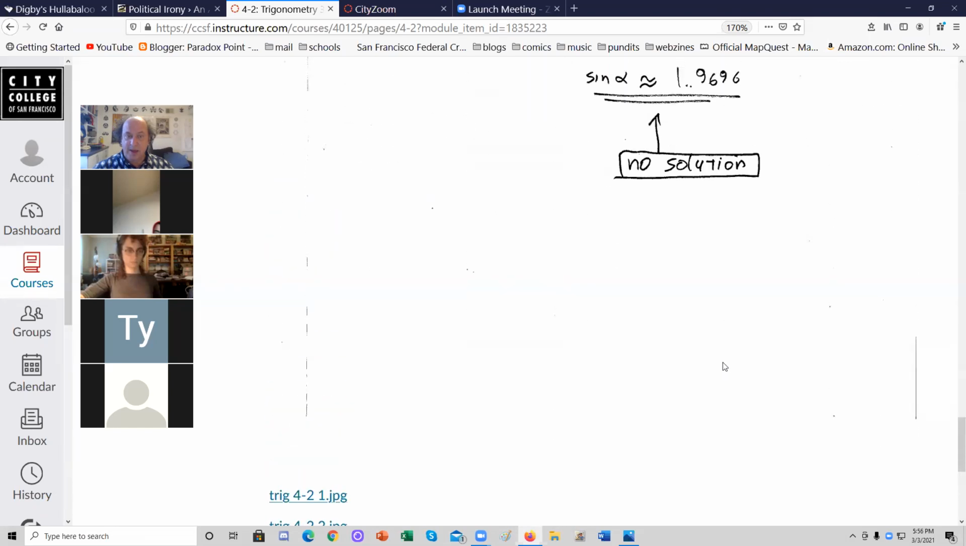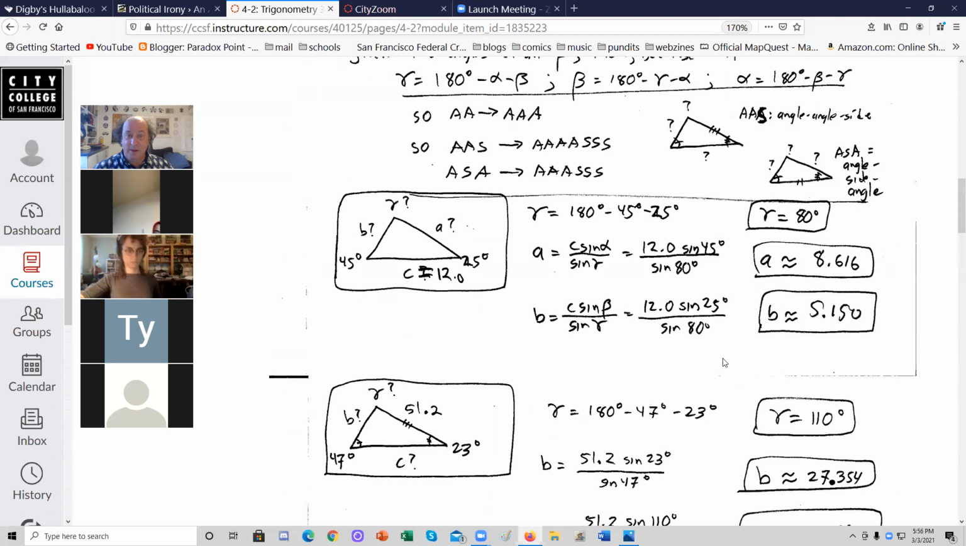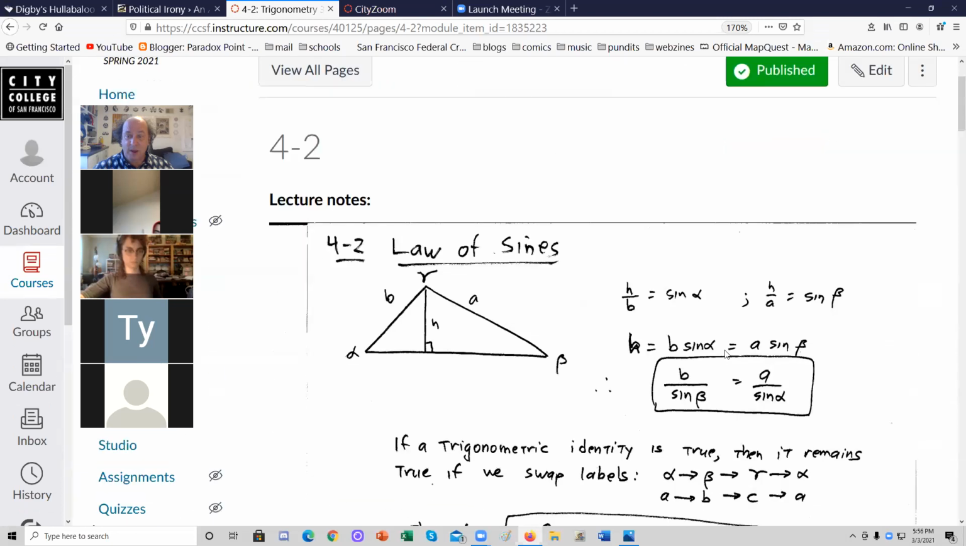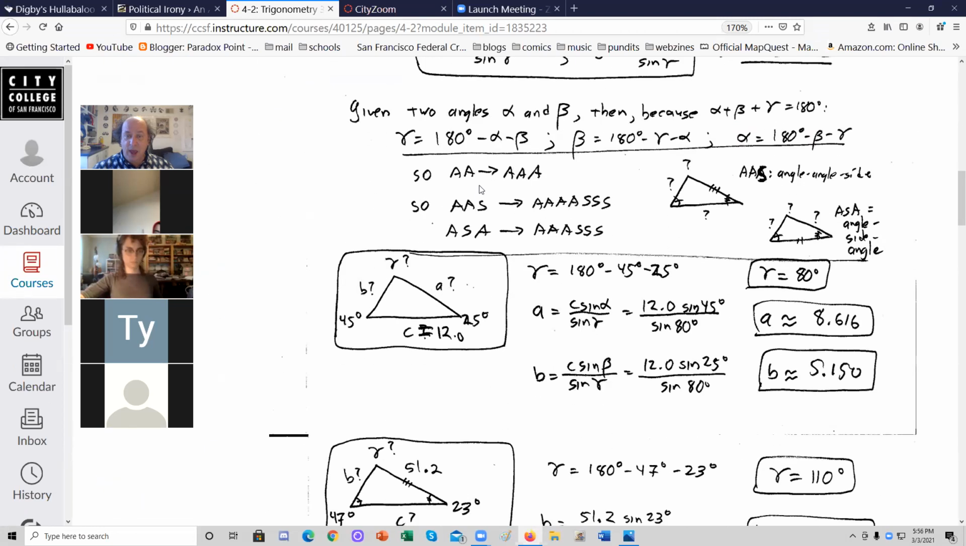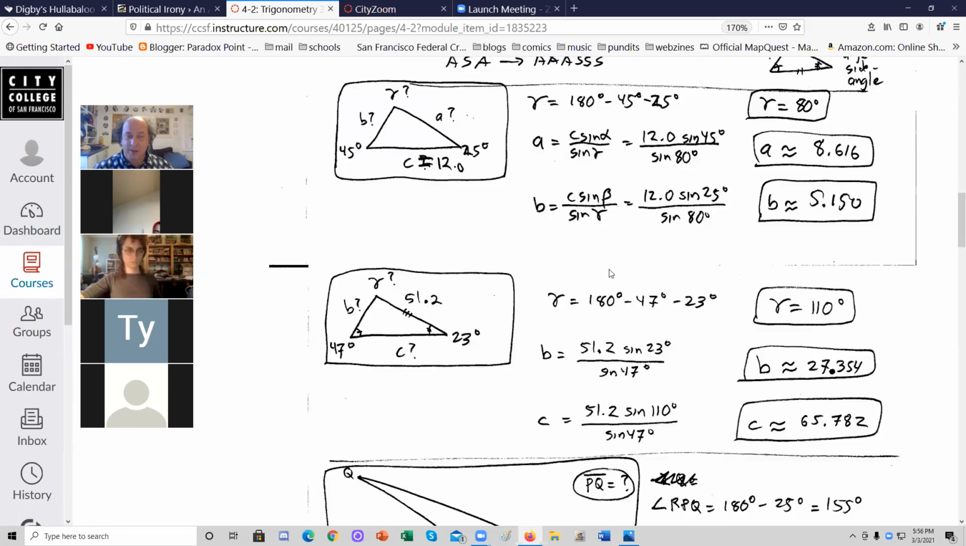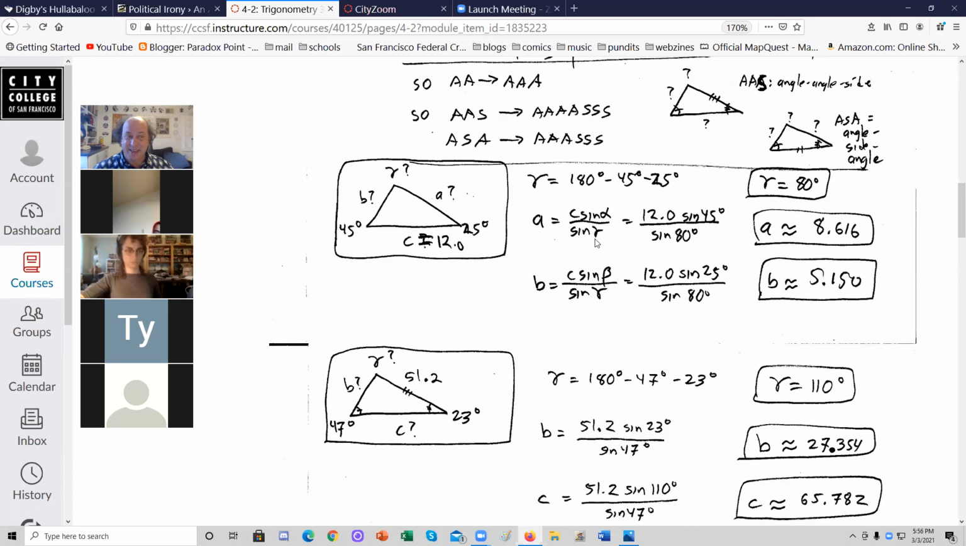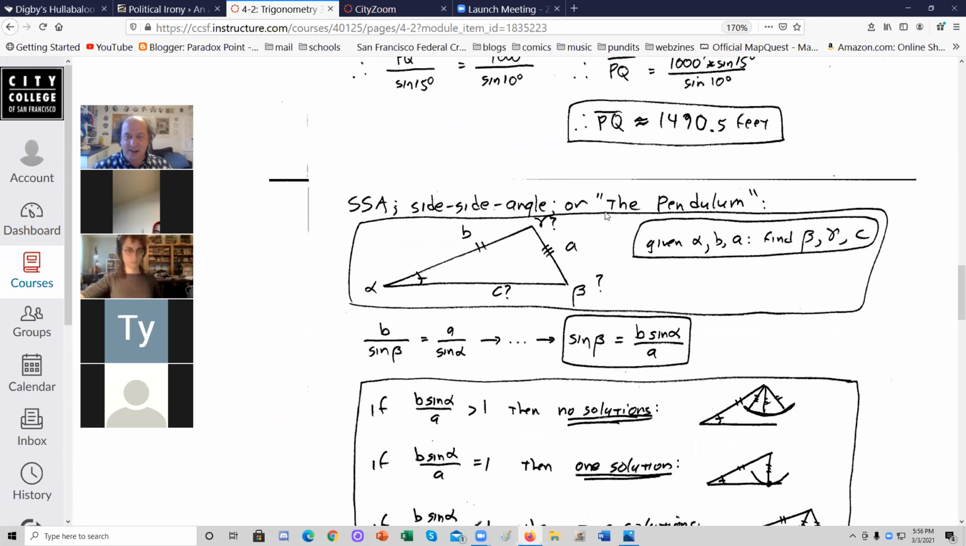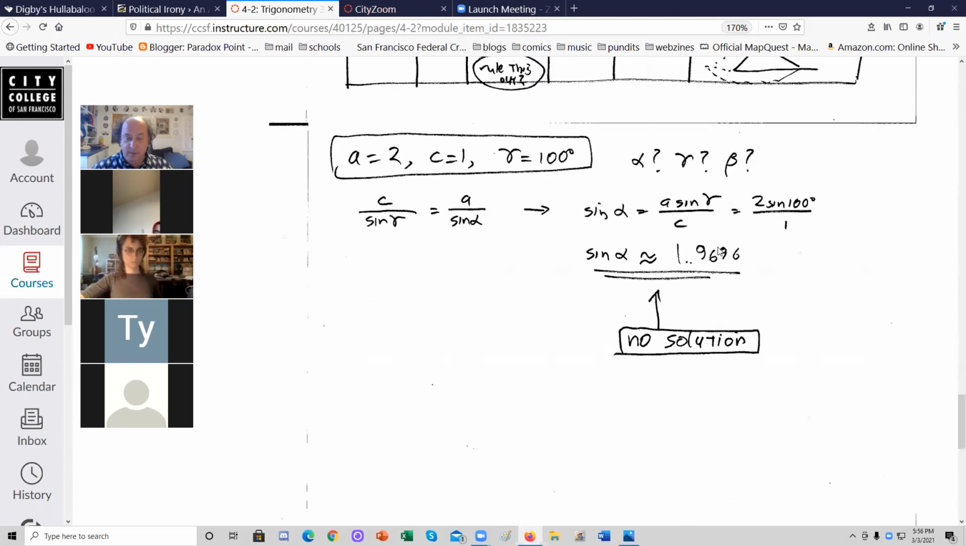So that's several cases of triangles that are found this way. So we can solve angle-side-angle problems, angle-side problems, although incorrectly in this case. I shall change it in the Canvas notes. And side-angle problems as well. All right, let's pause this.